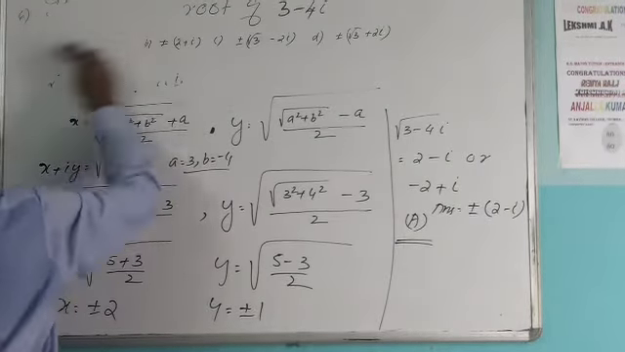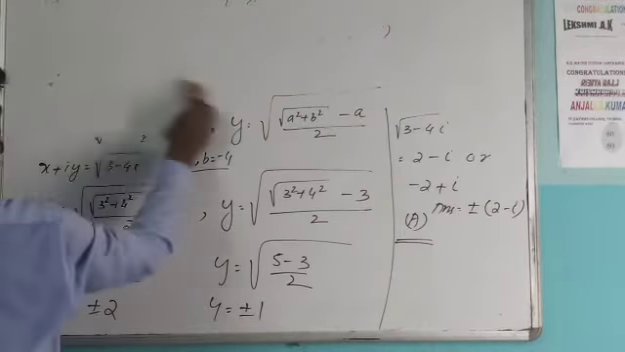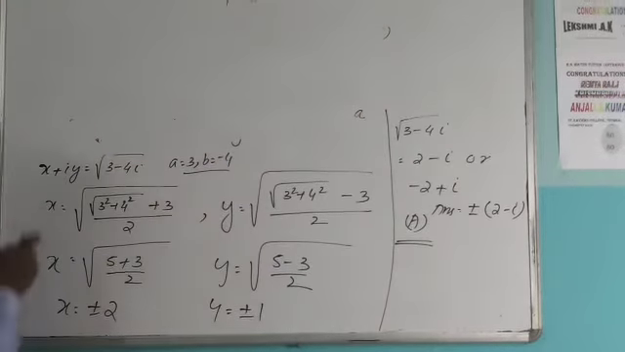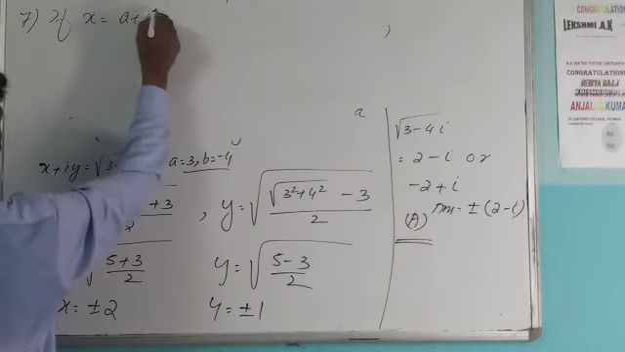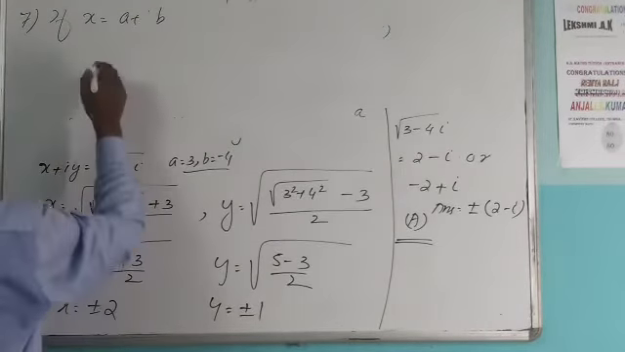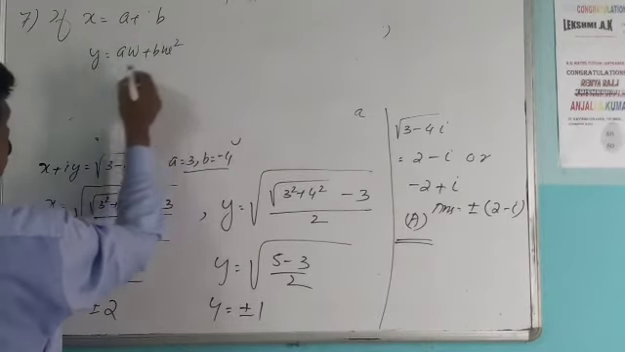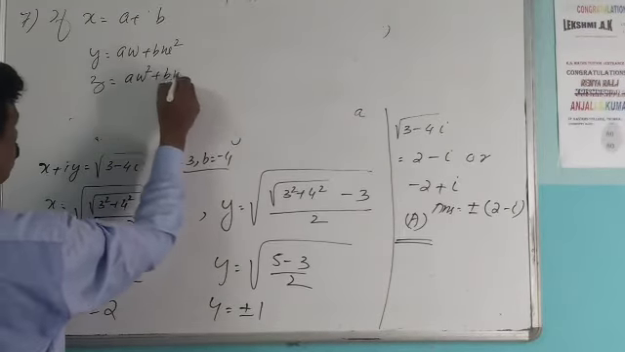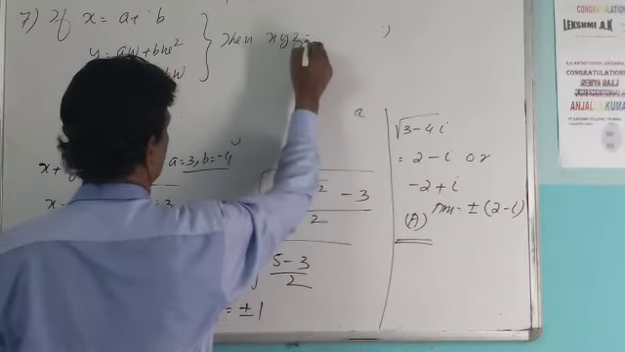Next, seventh question. If x is equal to a plus b, and y equal to a omega plus b omega square, and z equal to a omega square plus b omega, then xyz is equal to dash.